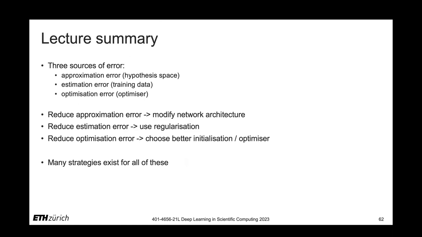To reduce the approximation error, we should change the architecture and the expressivity of our hypothesis space. To reduce the estimation error, use regularization or improve our training data. And then optimization error, we have to change our optimizer. And like I said, there are many strategies that you can choose for these.